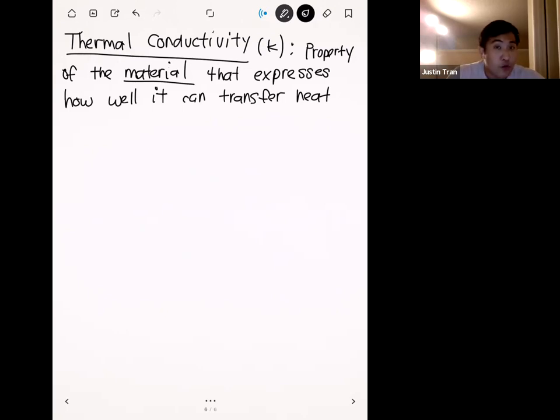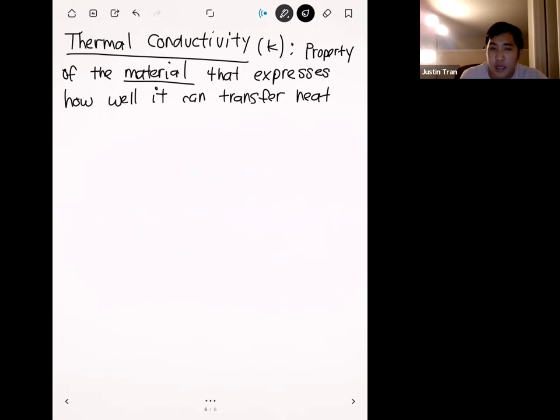And so, the thermal conductivity here is not really much different from things like the density or the Young's modulus or the viscosity for fluids, right? And so it's simply just a material property. It's just one of the thermal material properties. Okay? And so typically the thermal conductivity for a material is determined experimentally, right?